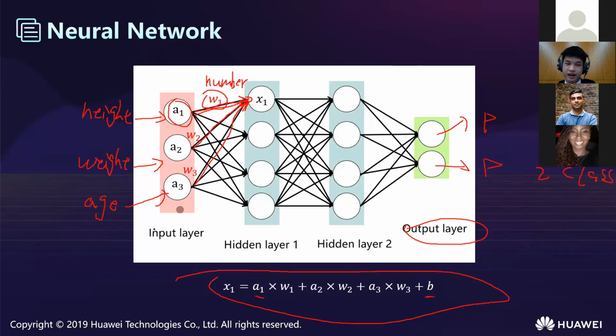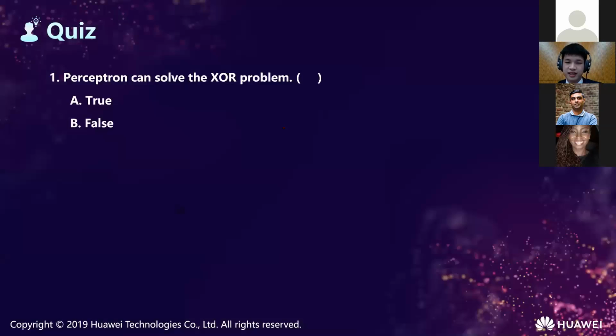So we only care about the input layer, that is the features in the data set, and the output layer. The output layer depends on the task. And the hidden layer is just like a black box. We don't know how it works, but it can work very well. So that is a neural network. It's very important. You need to know how to calculate each neuron. And there's a quiz.